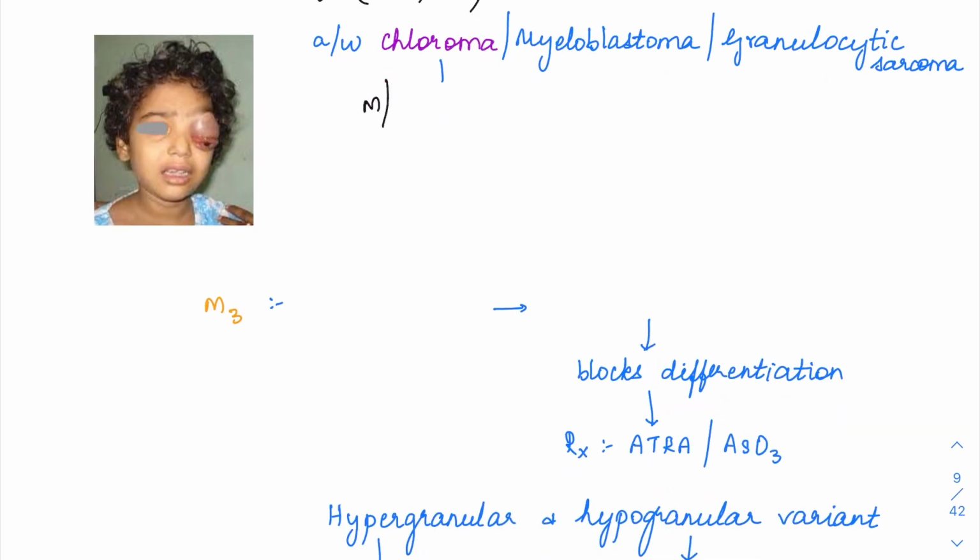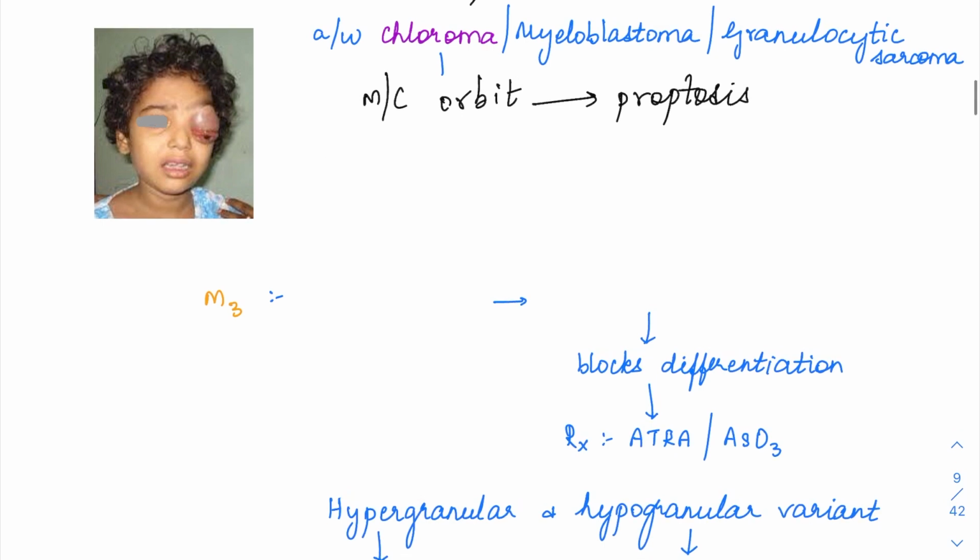This chloroma is most commonly present in the orbit. In this picture, if you see, it presents with proptosis. It is forming a tumor mass in the eye, leading to proptosis in the orbit. Microscopically, in this chloroma, they are composed of myeloblasts. That is a characteristic feature of AML only. So these are myeloblasts only.